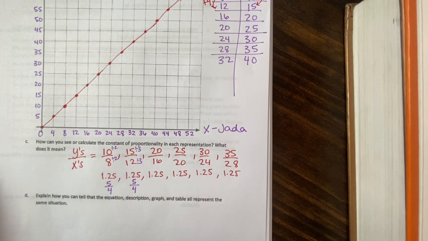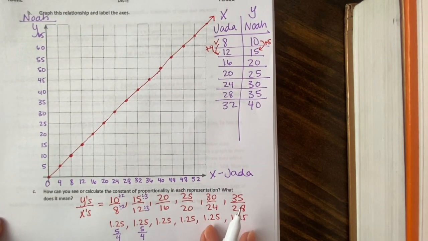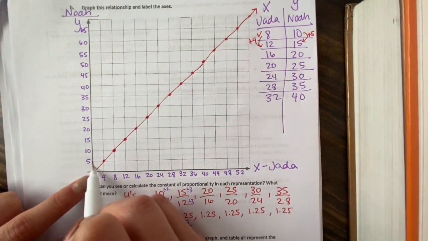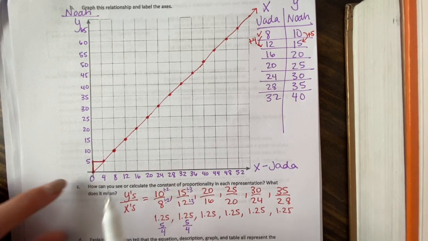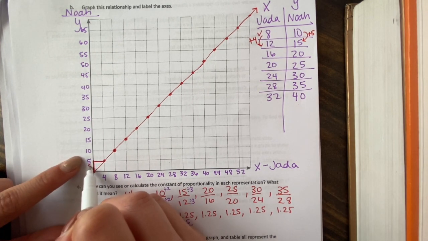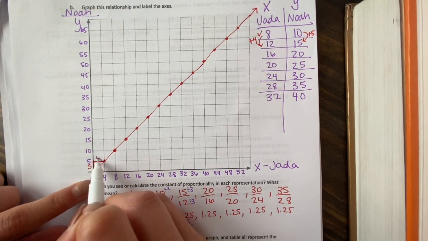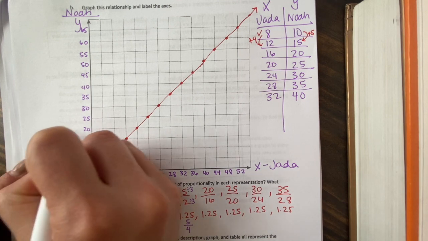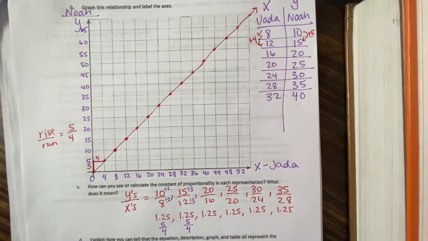And that is your constant of proportionality. That's what's constant about this graph. Okay, and if we count the way that we went up, rise over run, remember, it looks like 1 over 1, but we're not counting by 1. So you're going up by 5. You're going over by 4. And so your rise over your run, or your slope of this line, is also 5 over 4.